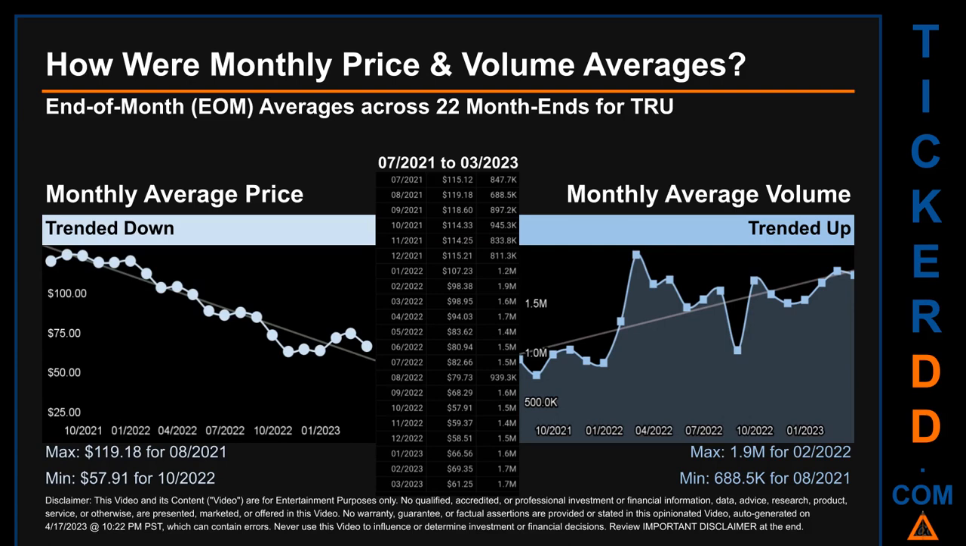How were price and volume averages for TRU? Across 448 trading days, there were a total of 22 month ends, of which monthly averages for daily price and volume were calculated. Overall, monthly price average trended down while monthly volume average trended up. The maximum end-of-month average price was $119.18 for 08/2021 while the minimum was $57.91 for 10/2020. Looking at volume, 02/2022 and 08/2021 respectively saw the highest and lowest monthly average volume at 1.9 million and 688.5 thousand.